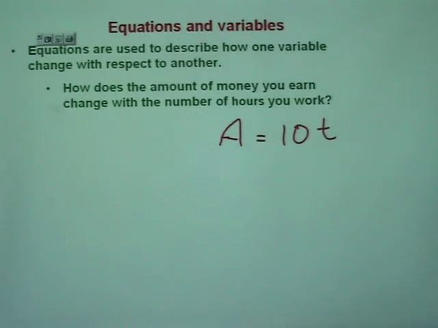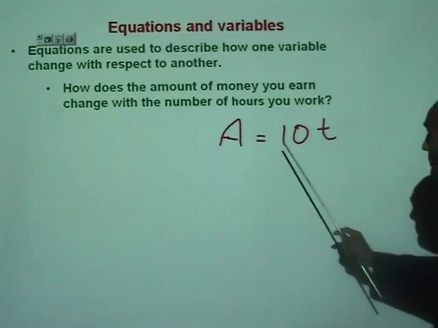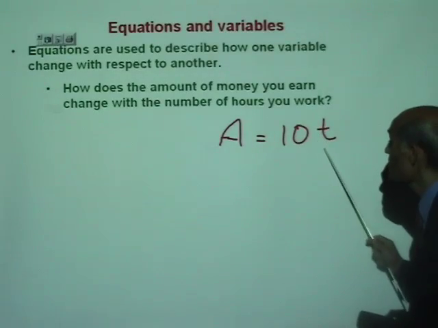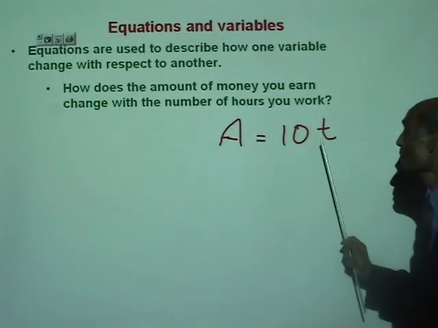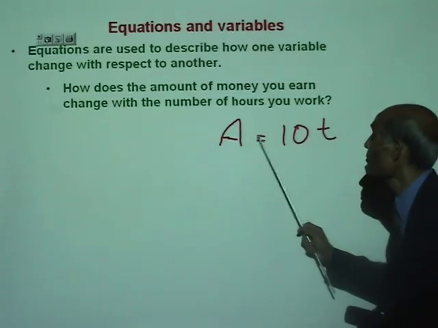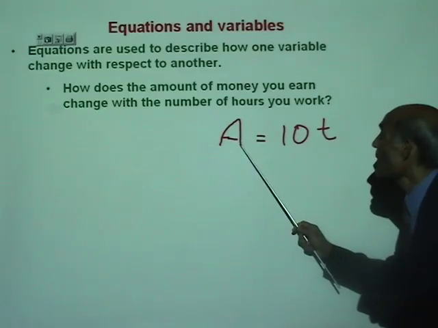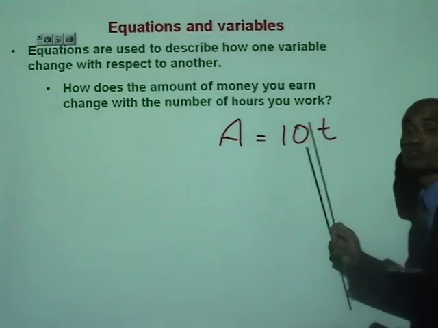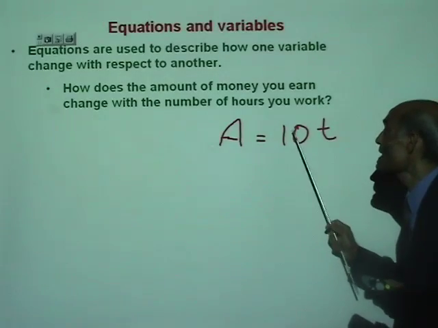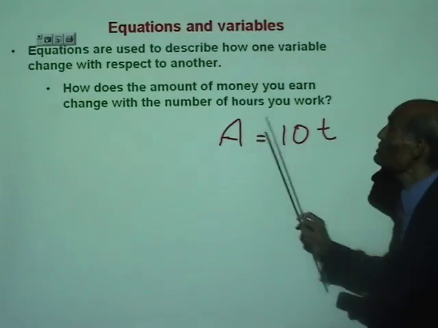You see, look at that equation. That equation tells you that the amount of money you earn is 10 times the number of hours you work. You work for 1 hour. When T equals 1, the amount of money is 10. When T equals 2, the amount of money is 10 times 2, $20. When T equals 3, the amount of money is 10 times 3, $30. Is that right? So here is an equation.